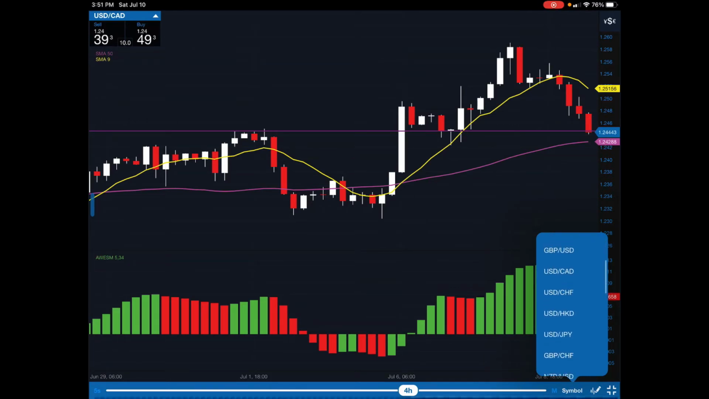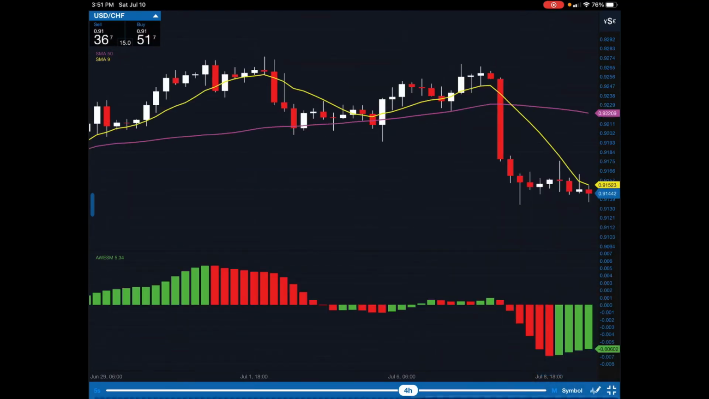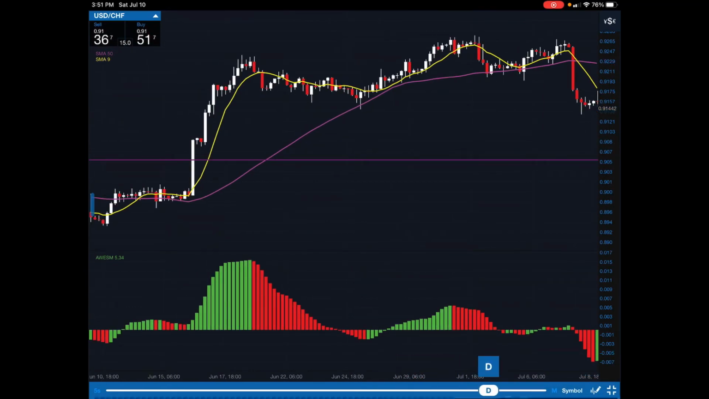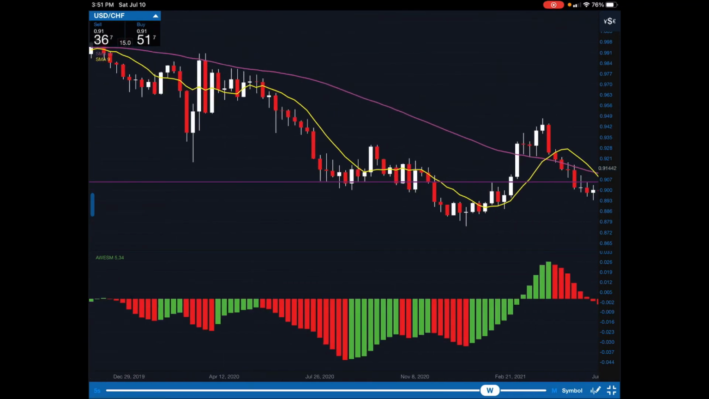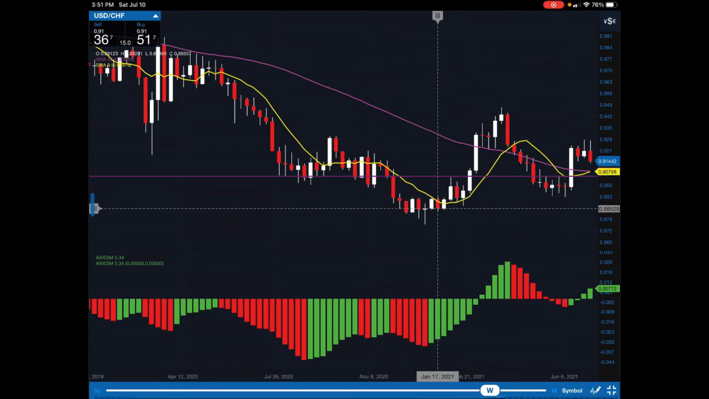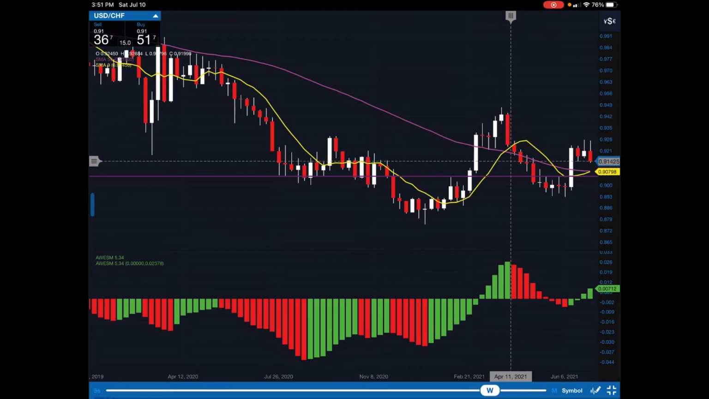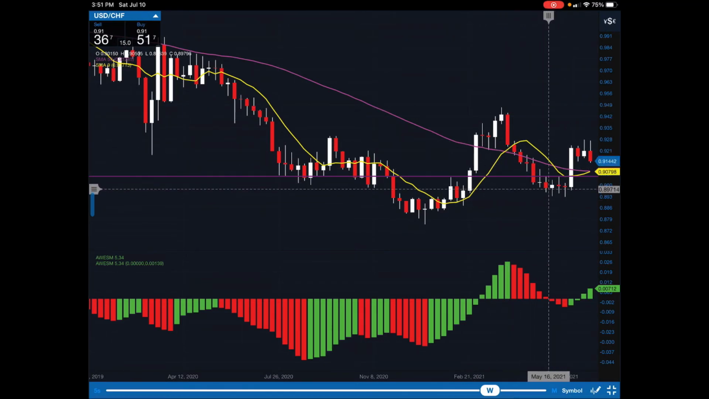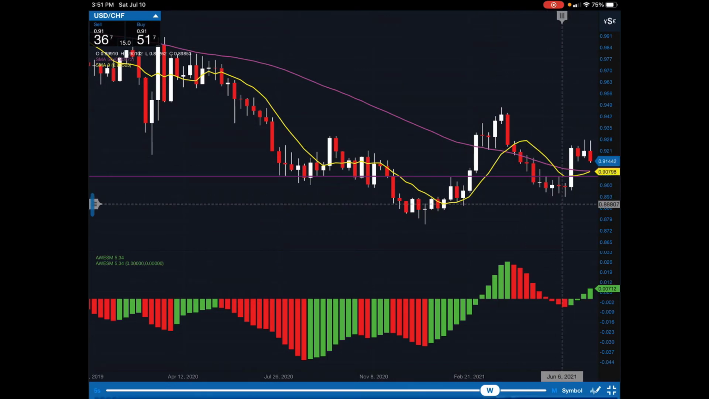US dollar CAD. Swiss. US dollar Swiss. Let's start looking at that one on the weekly time frame. Looks like on the weekly time frame we had a nice rally here, but look at all this. A bearish engulfing plus 1, 2, 3 bars at this level. And that bearishness took it down for several weeks, that is.